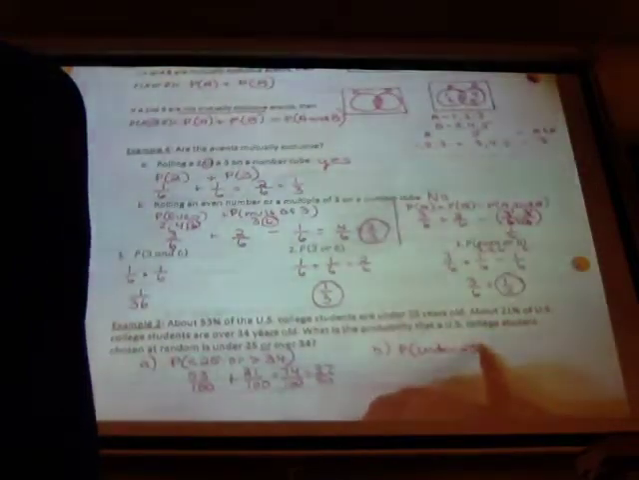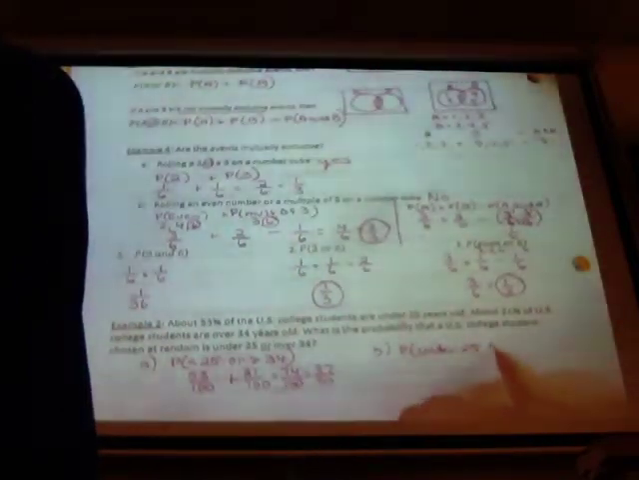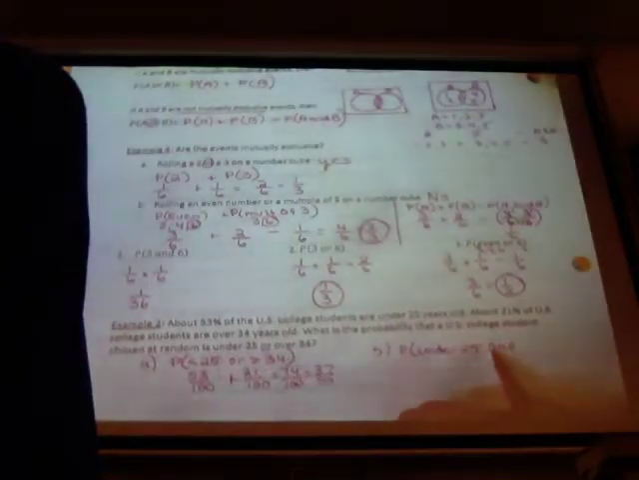Now, that's a pretty basic question. I'm going to ask you a little bit harder one. What is the probability of being under 25 or under 34? Okay, so we have the probability of being under 25, plus the probability of being under 34.